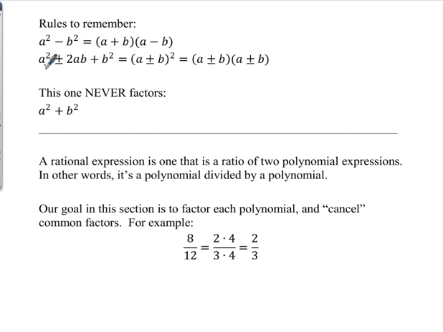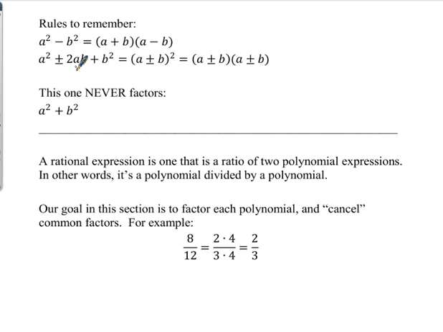This one would be called a perfect square trinomial. It will always look like this. It will be a positive a squared, a positive b squared, and then either a plus or a minus in the middle. And to find that middle term, I take the square root of that, the square root of that, and then I double it.